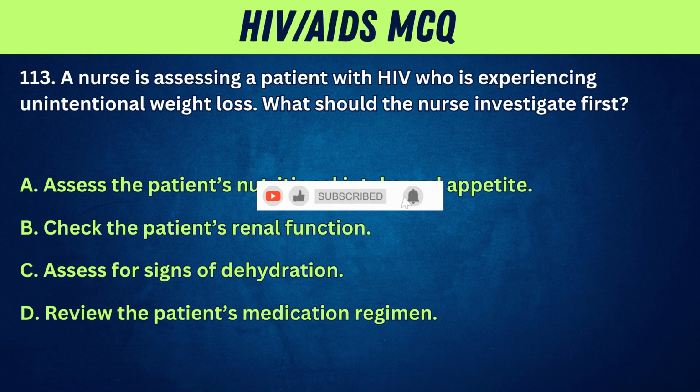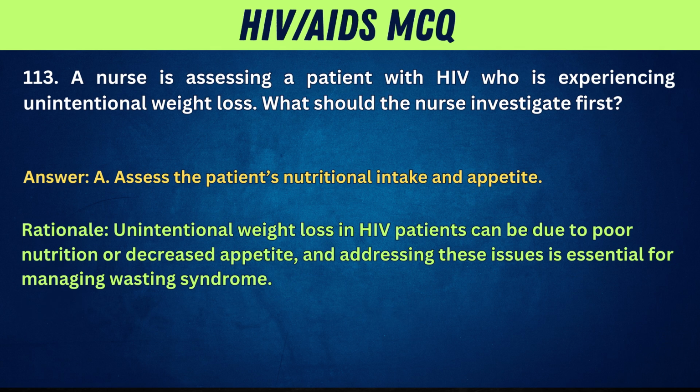A. Assess the patient's nutritional intake and appetite. B. Check the patient's renal function. C. Assess for signs of dehydration. D. Review the patient's medication regimen. Answer: A. Assess the patient's nutritional intake and appetite. Rationale.